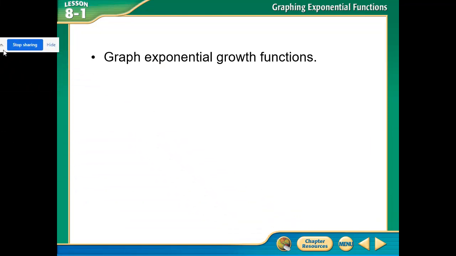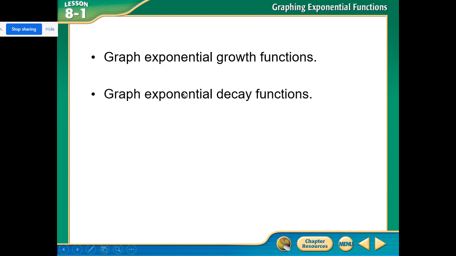All right, today we're going to start a new chapter. We're going to start talking about graphing exponential functions. Graphing exponential functions will lead into logarithmic functions, but there are two types of exponential functions. There's exponential growth and exponential decay, and we will cover both of them today. They're very similar in how we go about doing them, but obviously there's a little bit of difference.